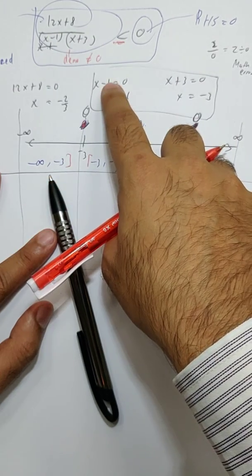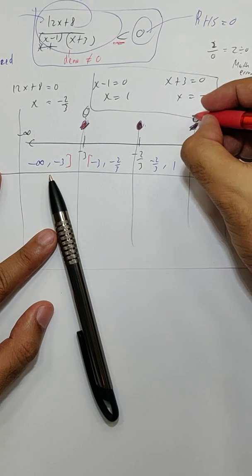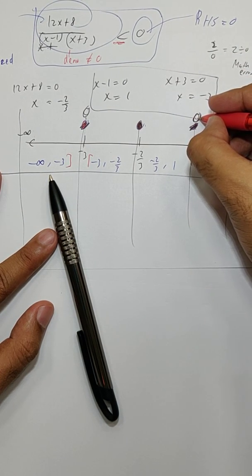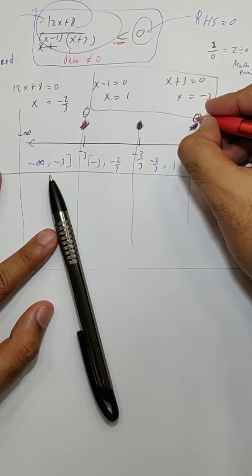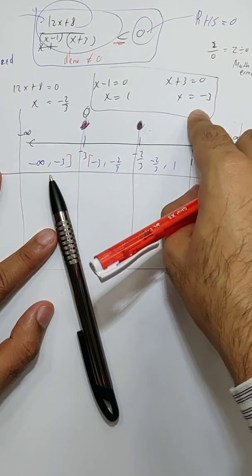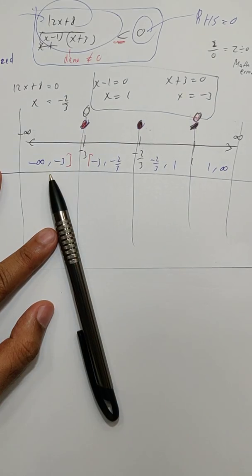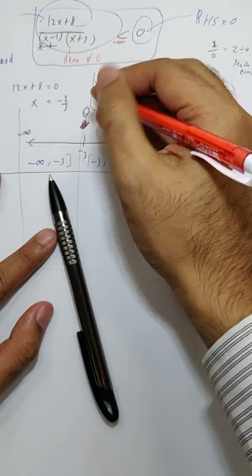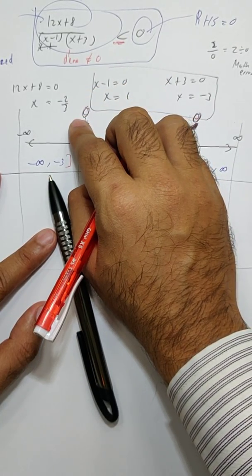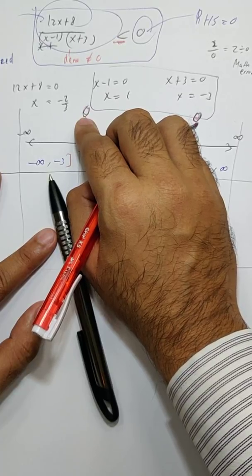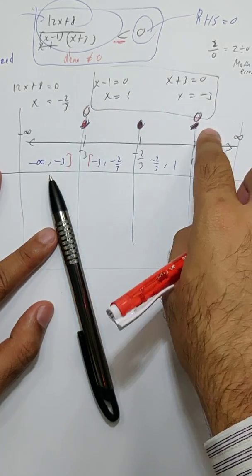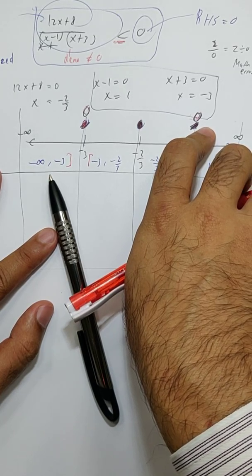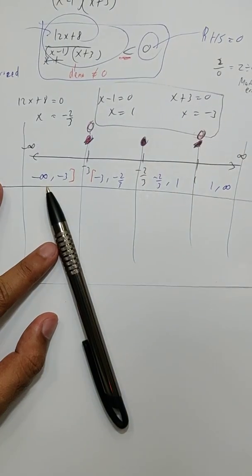So x minus 1 gives me x equals 1. Why do I make it hollow? I cannot divide by 0. Are you okay with that fact? Another one here is x plus 3, giving me negative 3. It comes over here, it becomes a hollow dot. Why is it hollow? Why is it not full? I cannot divide by 0. Are you okay? If you don't understand, I'll explain again. Can you please raise your hand if you don't understand? Okay, let's continue.